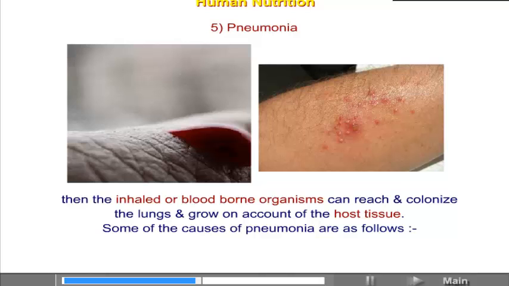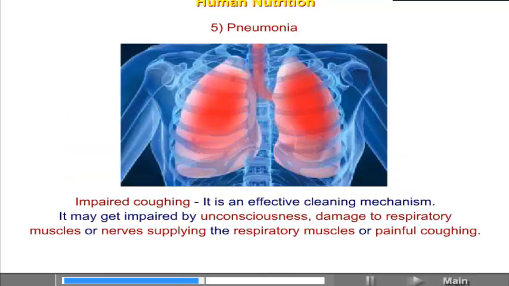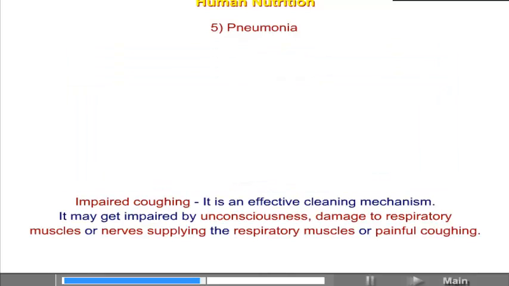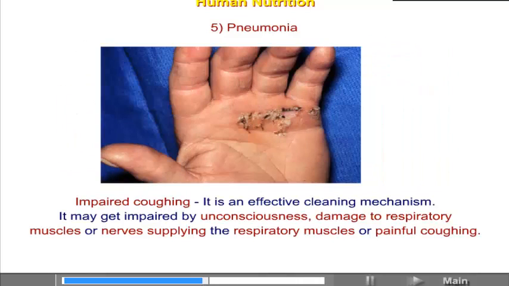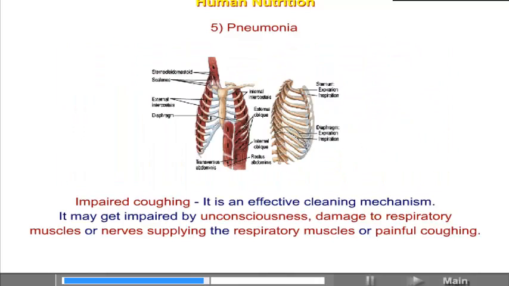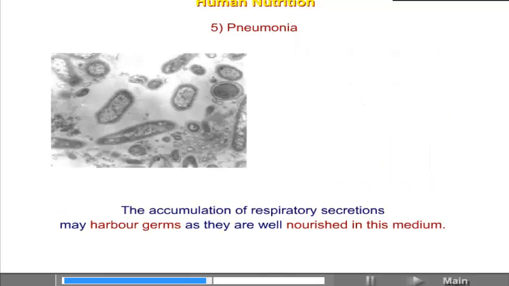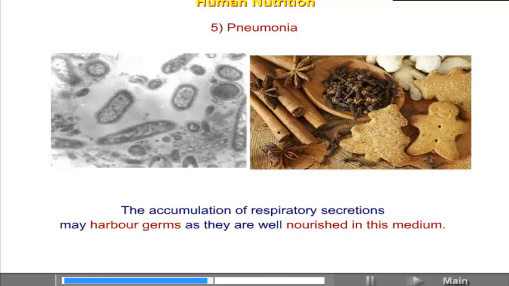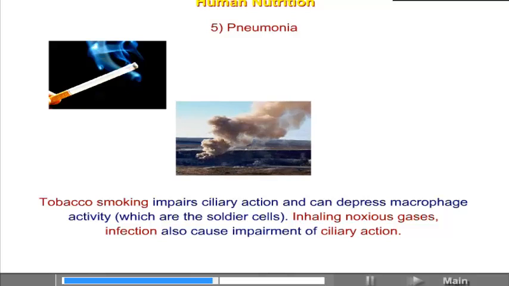Some of the causes of pneumonia are as follows. Impaired coughing. It is an effective cleaning mechanism. It may get impaired by unconsciousness, damage to respiratory muscles or nerves supplying the respiratory muscles, or painful coughing. The accumulation of respiratory secretions may harbor germs as they are well nourished in this medium. Tobacco smoking impairs ciliary action and can depress macrophage activity, which are the soldier cells.